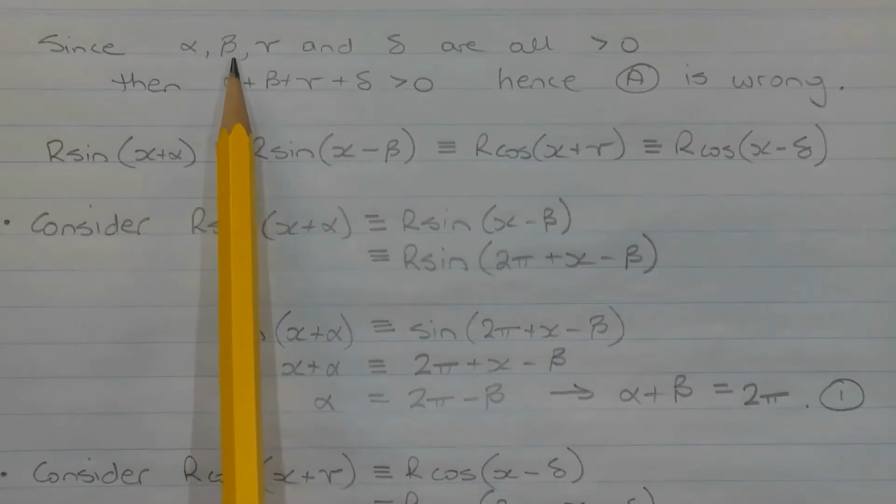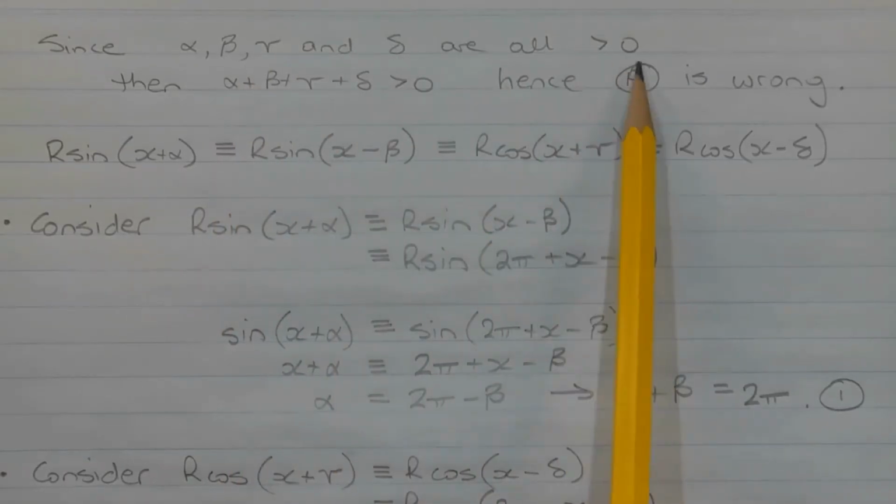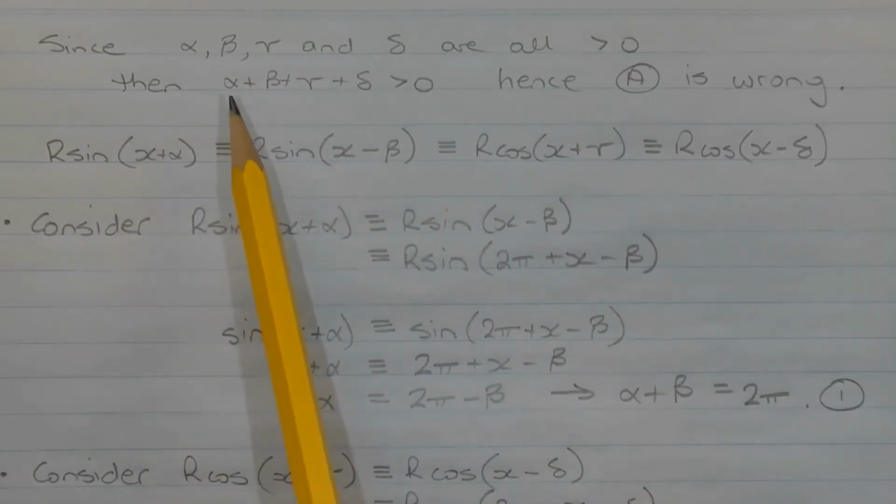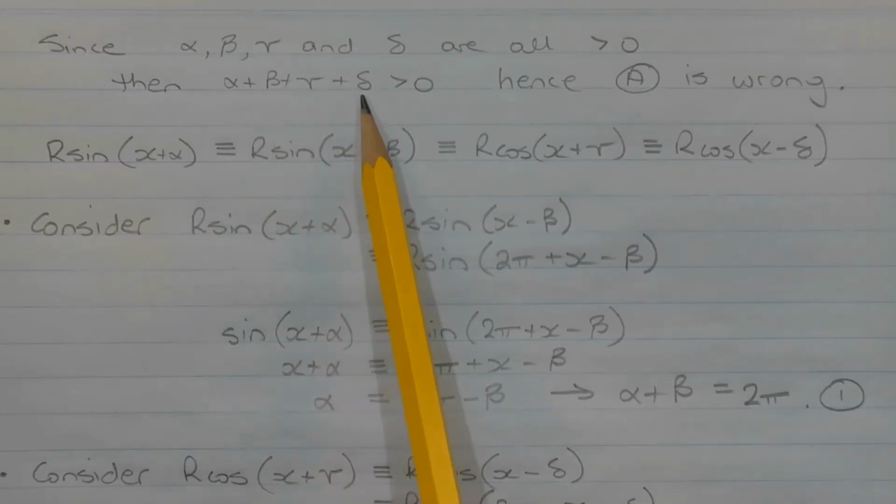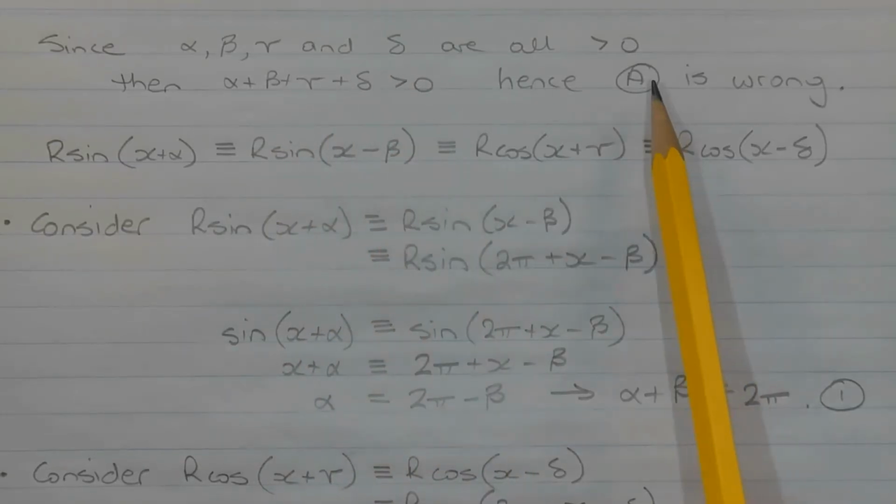Since alpha, beta, gamma, and delta are all greater than 0, in other words, they're all positive, then the sum of alpha, beta, gamma, and delta must also be positive. Hence, option A is wrong.